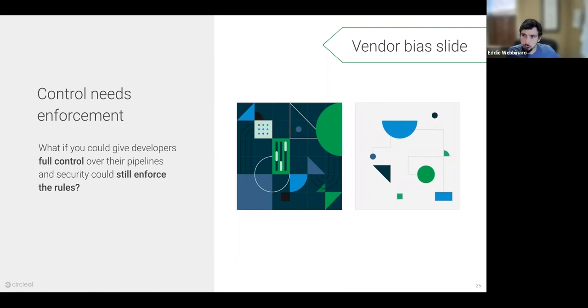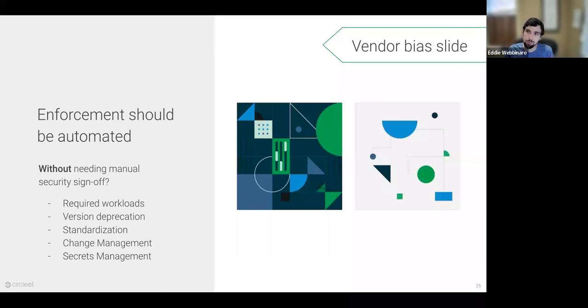What if you could empower your developers and application teams to have full control, and your security team could still enforce all the rules that they needed to? But what if you could do that fully automated, right? What if instead of police officers having to manually check the speed of every car that drove by, we could automatically have the system do this, right?